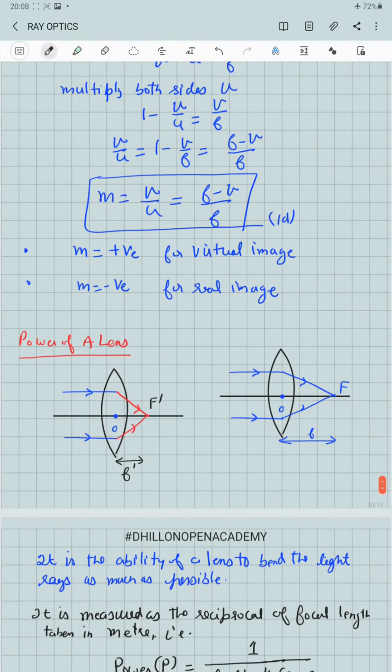Welcome to the next part. Now we are discussing power of a lens. In the figure, you can see two convex lenses converging the rays of the light.